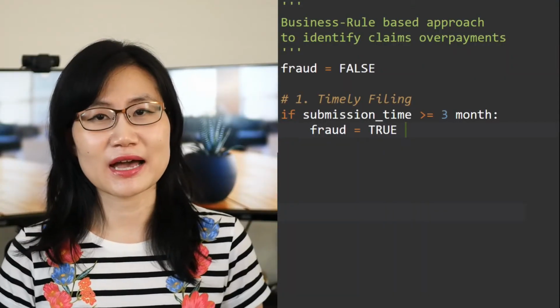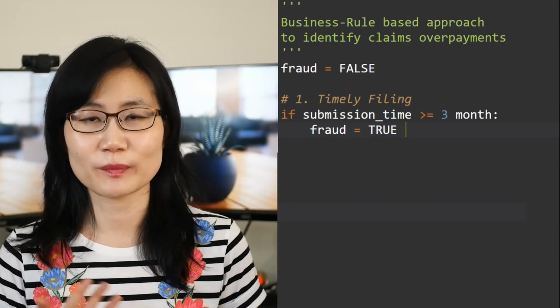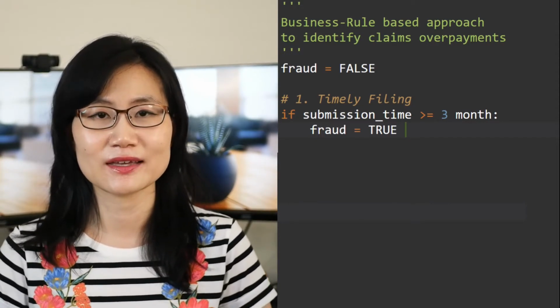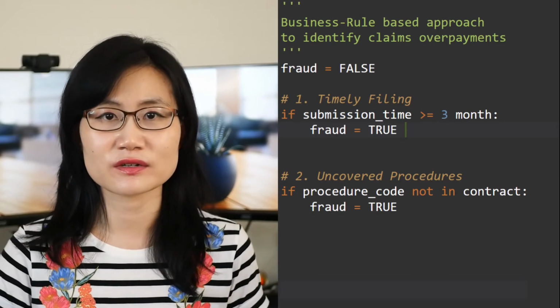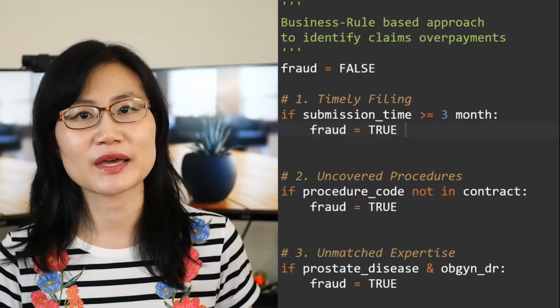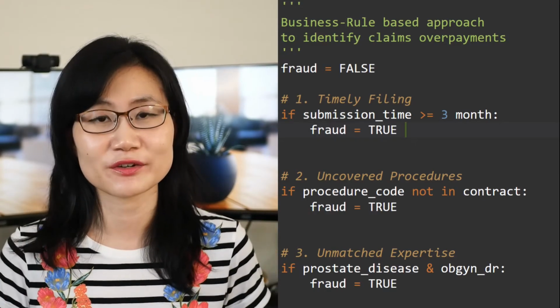For example, based on contract, claims submitted after 3 months cannot be processed. So we are not supposed to pay for the claims if they are not submitted timely. Or the procedures or surgery is not covered under this plan, or the claim is billed under a healthcare provider with a completely different expertise, like FSAN claims for treating prostate disease billed under an OBGYN doctor.